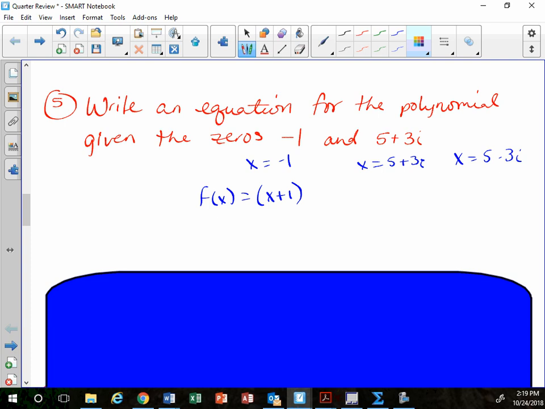Okay? What about the next one where it's x equals 5 plus 3i? What is that going to be if I try to get a 0 on it? I'm moving the 5 and the 3i over. So it's going to be x minus 5 minus 3i. And what about the other one? It would be x minus 5 plus 3i. Yes.